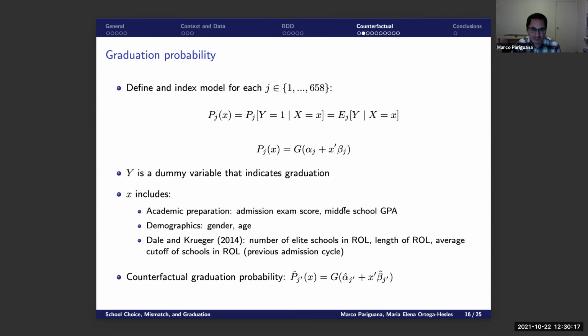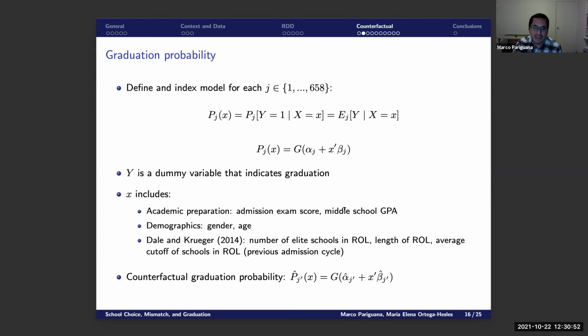And so as the covariates, we're going to include measures of academic preparation, such as the admission exam score, middle school GPA, some demographics such as gender and age, and to control for something that would go on the side and that might be correlated with this excess, we're going to use these Dale and Krueger controls. Dale and Krueger controls mean you use characteristics of the application list to control for potential unobserved heterogeneity. So we're going to include the number of elite schools in the rank order list, the length of the rank order list, and the average cutoff of the schools in the rank order list in the previous admission cycle.